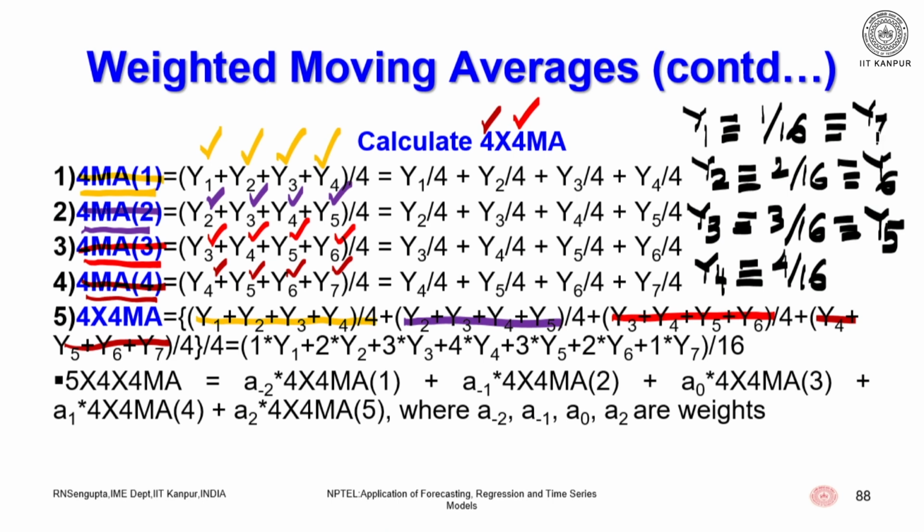So, if I consider all the weightages summed up, the numerator will be 1 plus 2, 3, 3 plus 3 is 6, 6 plus 4 is 10, and then again plus 3 is 13, 13 plus 2 is 15, 15 plus 1 is 16. So, 16 by 16 is 1, hence the weightage is 1.